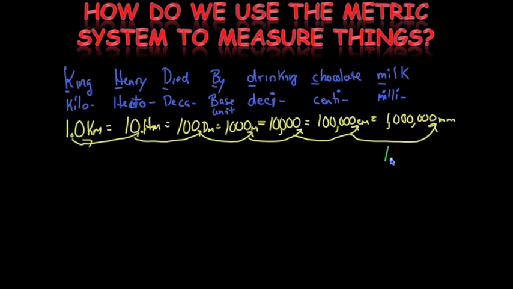Let's start with 1 millimeter. When you go from millimeters to centimeters, you move the decimal. So 1 millimeter is equal to 0.1 centimeters, which is equal to 0.01 decimeters, which is equal to 0.001 meters, which is equal to 0.0001 decameters, which is equal to 0.00001 hectometers, 4 zeros.